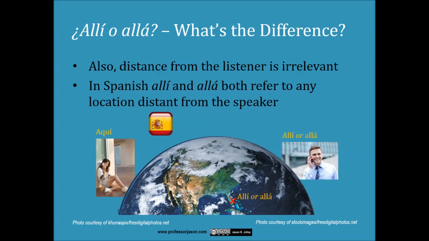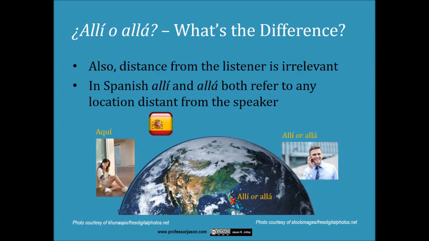And while we're talking about the differences or possible differences between the uses of allí or allá, I think it's also important to emphasize that what's important when we talk about these adverbs of place is distance from the speaker only. In other words, distance from the listener is irrelevant. Okay? It depends on your point of view as the speaker. So in Spanish, allí and allá both refer to any location that's far away from or distant from the speaker.